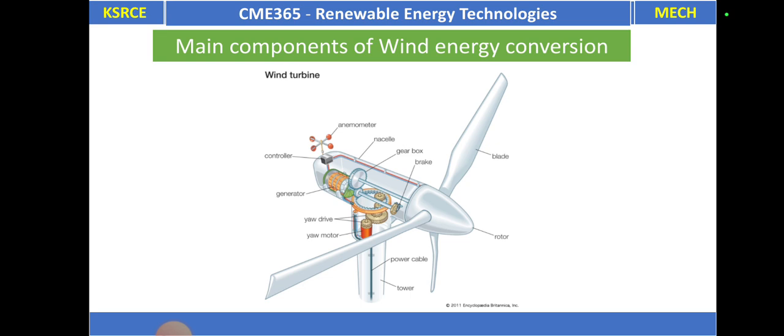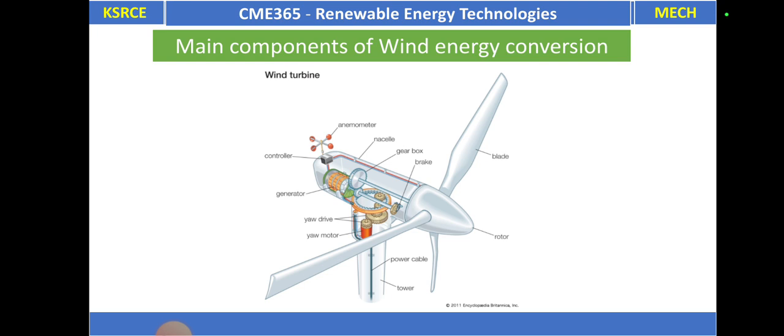Next one is hub and shaft. The rotor of the wind turbine is attached to the shaft and hub assembly. The hub is the front portion of the shaft which faces the wind direction. It is normally of conical shape. The other end of the shaft is attached to the transmission system of the wind turbine.